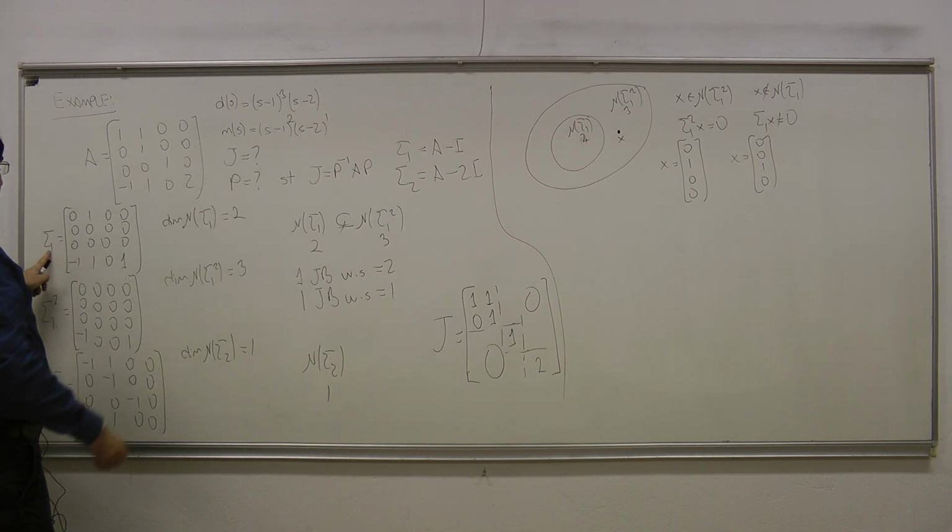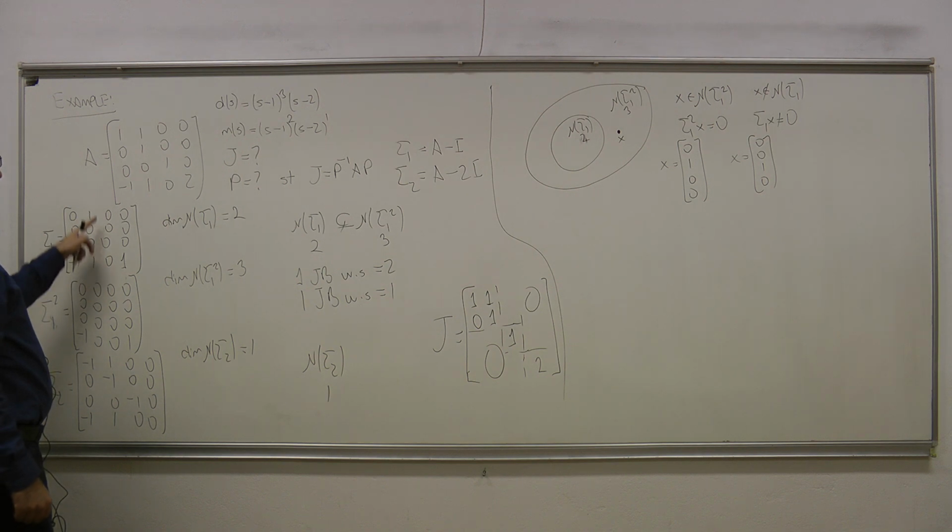If I multiply x with sigma 1, you see that it is again going to give me the 0 result. That means that that second x vector is in the null space of both of these matrices.